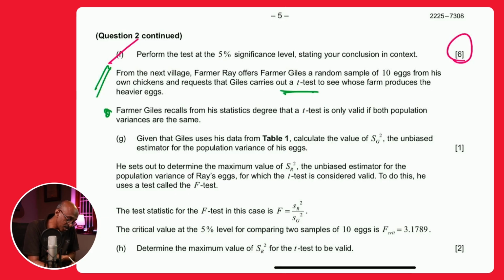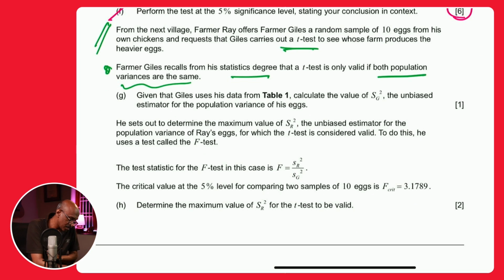Farmer Giles recalls from his statistics degree. So now you can see why he's being so scientific. I think I mentioned that, okay? He has done some statistics course. That the t-test is only valid if both population variances are the same or near about the same, because there are two samples this time. One is coming from Farmer Giles' farm, 10 eggs from his chicken. And he wants to see whether we can do the t-test, and it's valid. The two sample test is only valid when both of their population variances are reasonably, approximately equal. They should be around the same.